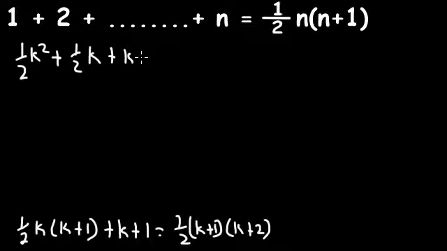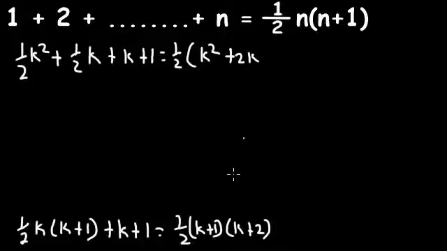Then we have plus k plus 1 equals, let's expand this one first. We have 1 over 2 multiplied by k times k is k squared, right? Then k times 2 is 2k, plus 2k. Then again, 1 times k is k, plus k. And finally, we have 1 times 2, that's 2.